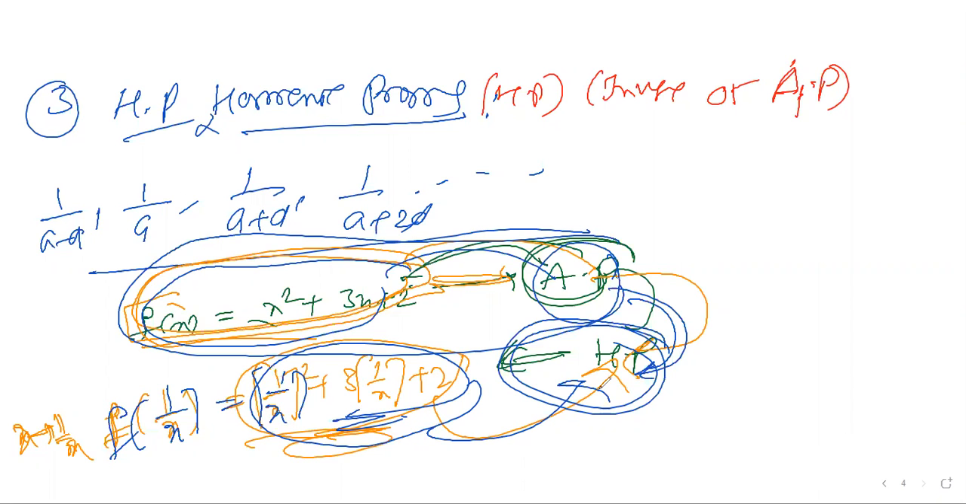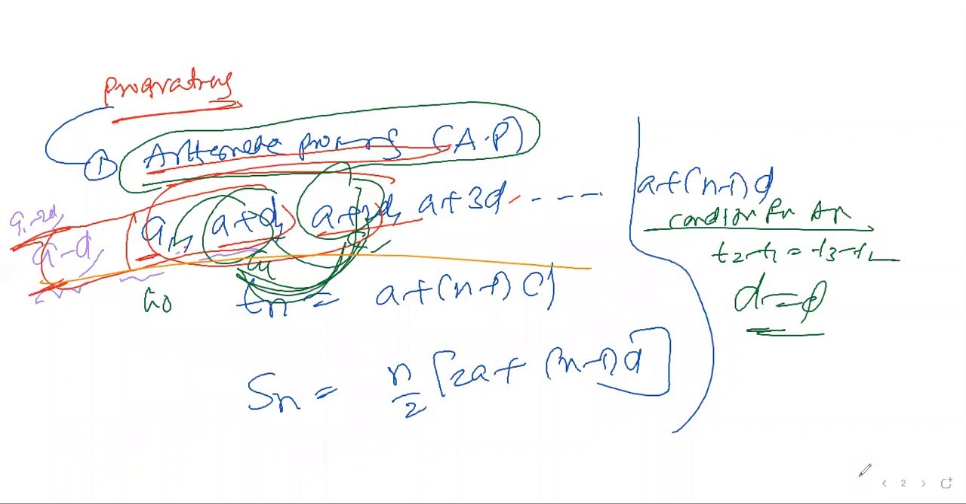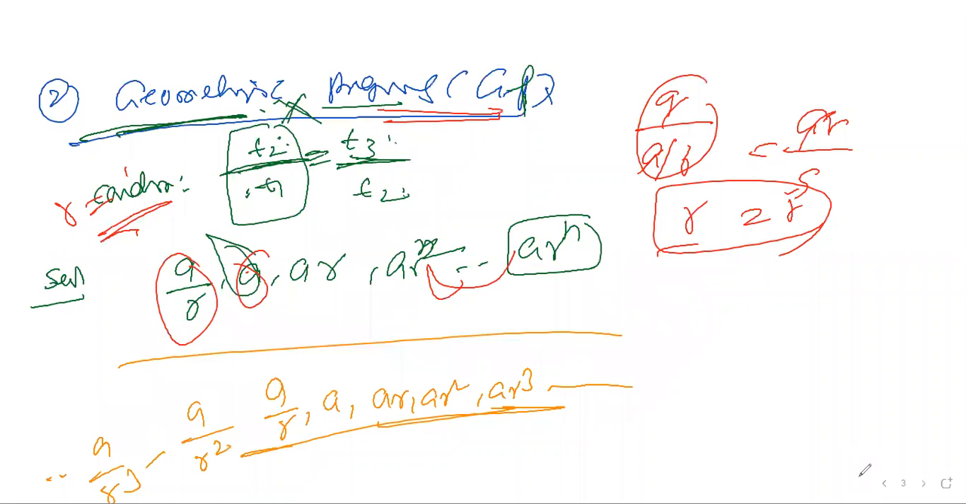I think you're very clear. The rest of the things you can do as usual. HP, GP and AP: these three things are very, very important. Please note them down.